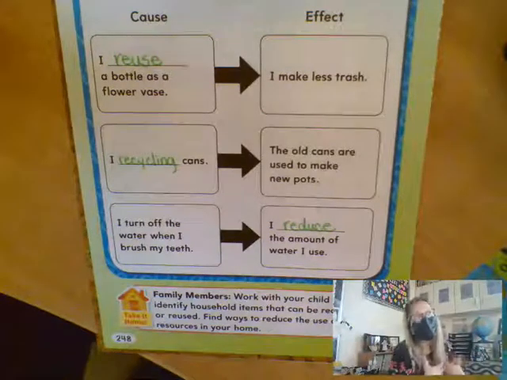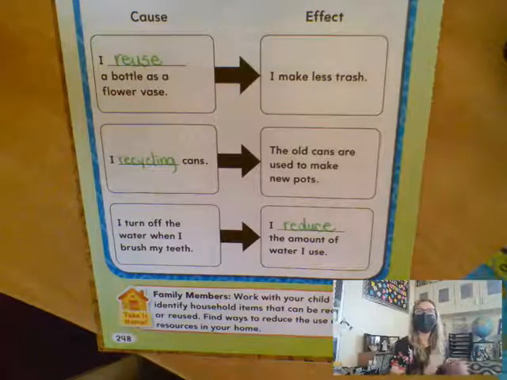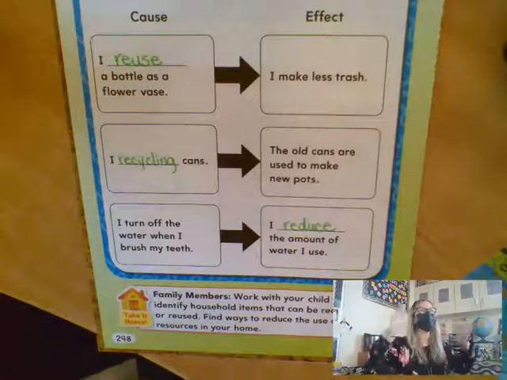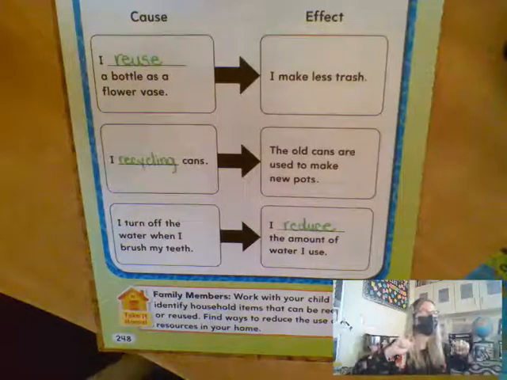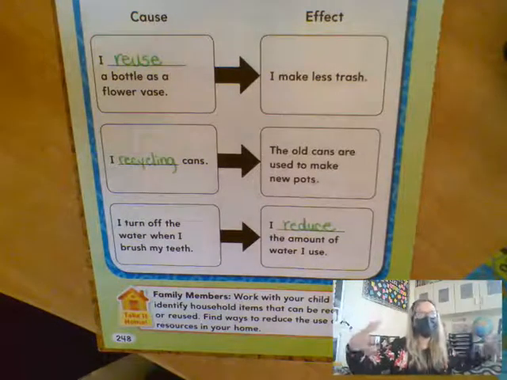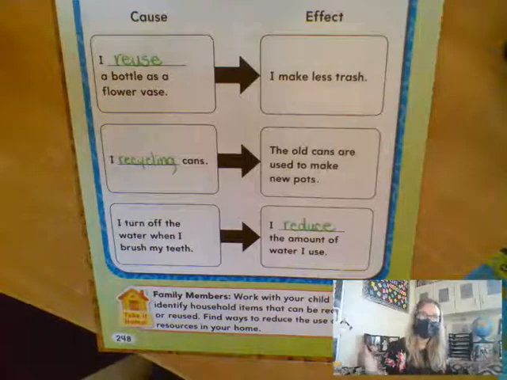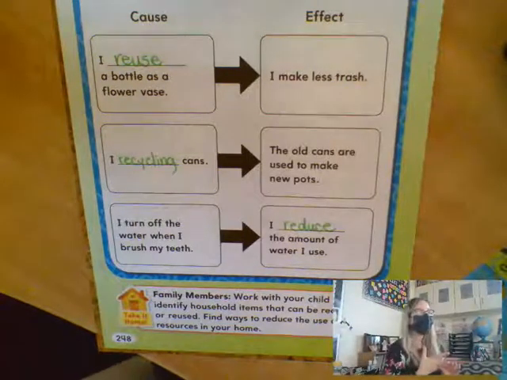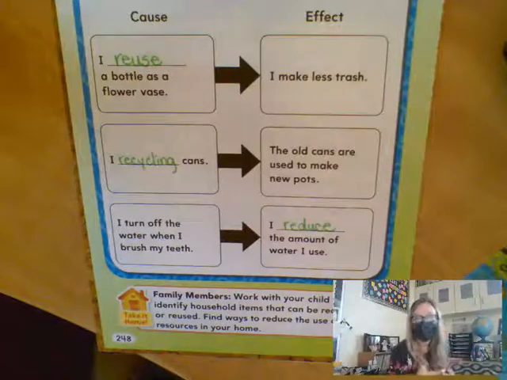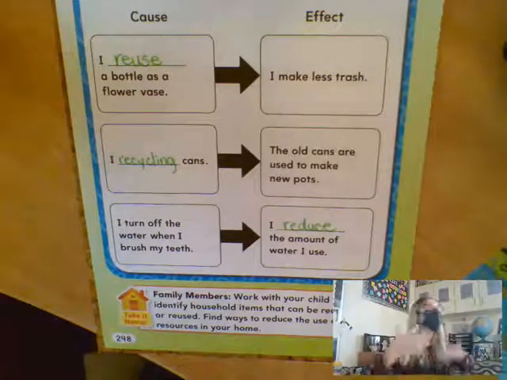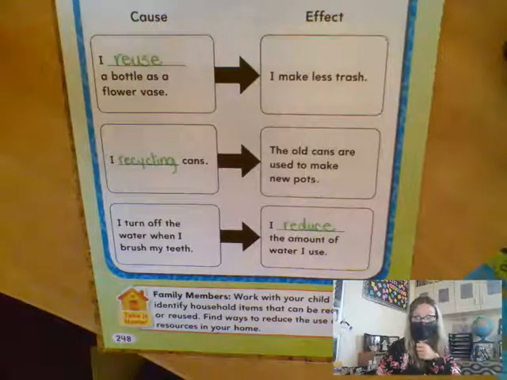And reducing means using less. So we don't use as much water because we turn off the faucet. We don't use as much electricity because we turn off the lights. We don't use as much gas to pollute the air because we ride our bike or walk if it's a short distance, okay? So reduce, reuse, recycle, those are all ways to take care of the earth, to protect the living things on earth, and to help everything last longer, okay?